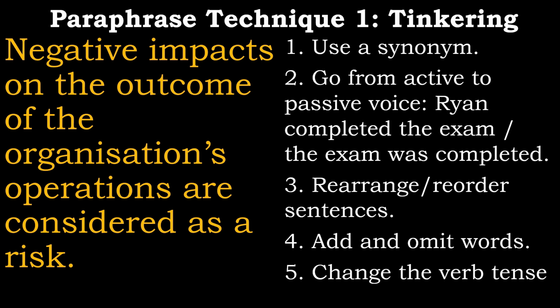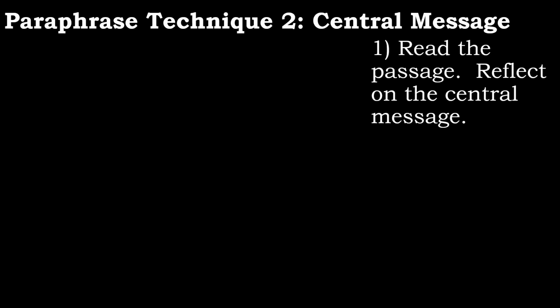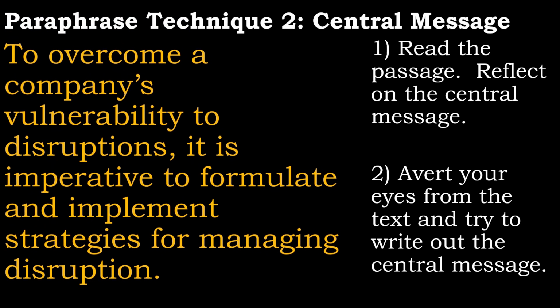technique. The second technique is called central message. This is where you try to extract the central message. You read the original passage and reflect on the central message. What is this passage trying to say? What is the essence of this passage? What is the central message of this passage? Then avert your eyes, turn away from the text, and try to recreate and write out the central message.